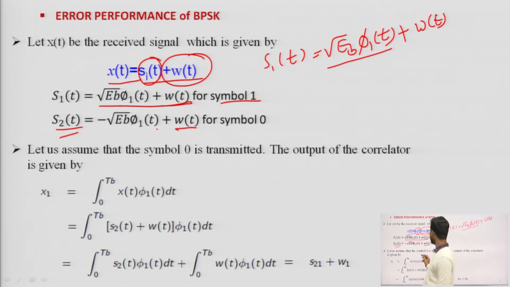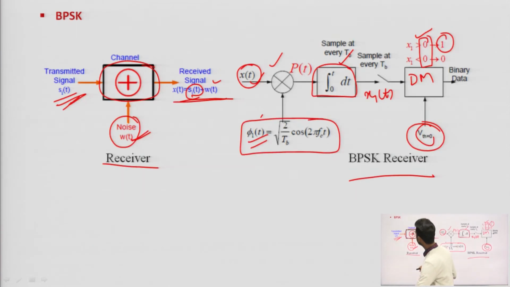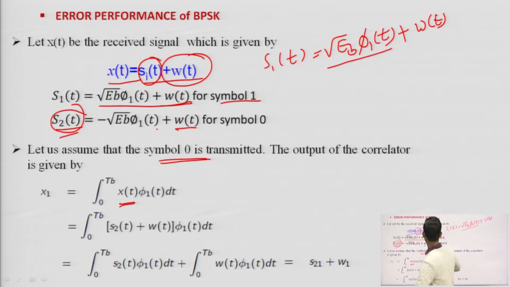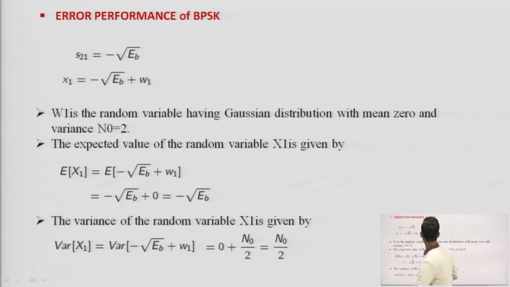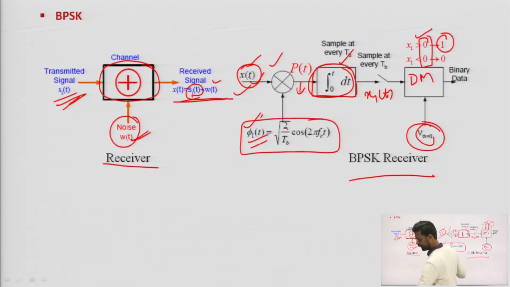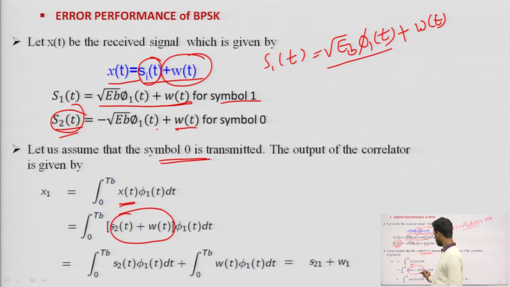Similarly for symbol 0, it is s2(t), that is minus root Eb phi 1(t) plus w(t). Let us assume that symbol 0 is transmitted, which means s2(t) is transmitted. The output of the correlator is given by the integration from 0 to Tb of the input signal x(t) multiplied by phi 1(t), where x(t) is s2(t) plus w(t). So this is the integral of s2(t) plus w(t) times phi 1(t).